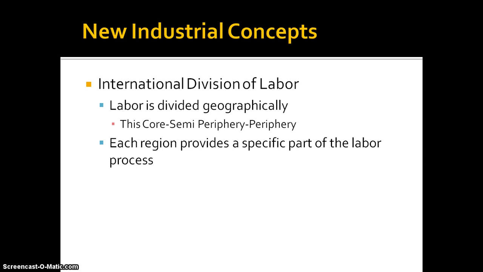When you think about this, you can think of it similar to the idea of the core, semi-periphery, and periphery concept that we talked about in the political geography unit. So each region within the world, whether it be the core, semi-periphery, or periphery, provides a specific type of labor to the entire industrial process. And of course, that's now possible because of things like globalization, improvements in transportation, improvements in infrastructural development, improvements in economy, really all across the world.